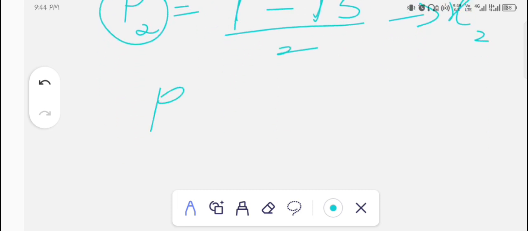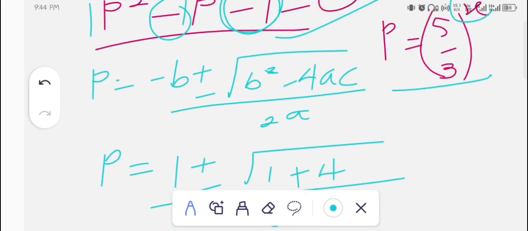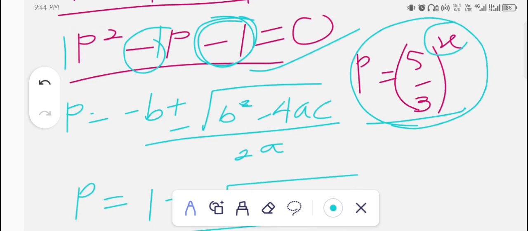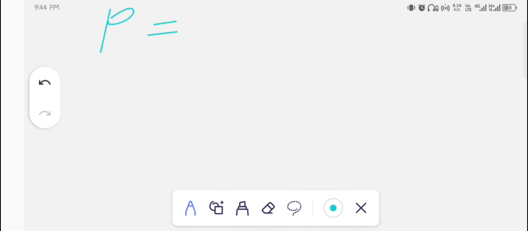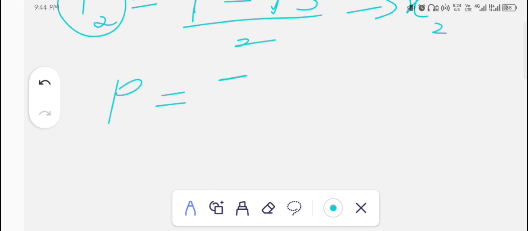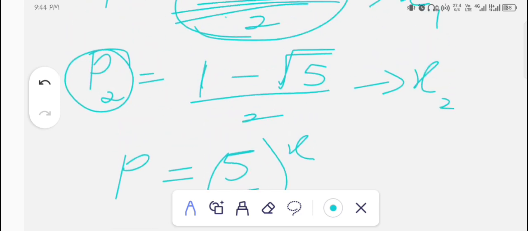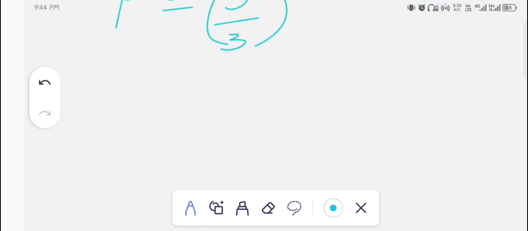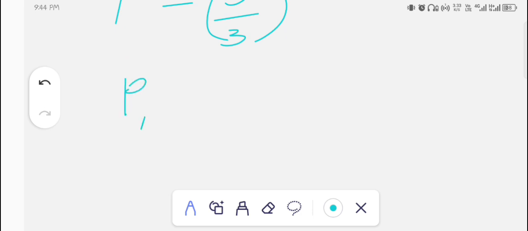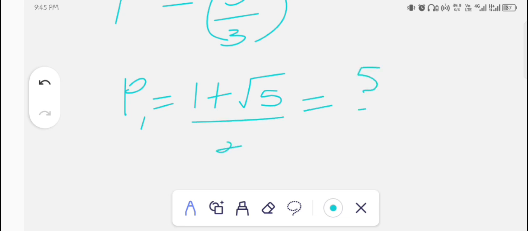Recall we said that P is equal to 5 upon 3 raised to the power of x. Good. So for P1 now, which was 1 plus the root of 5, we said that P1 is equal to 1 plus the root of 5 upon 2, and this is equal to 5 upon 3 all to the power of x.